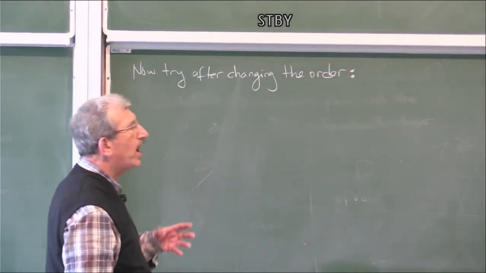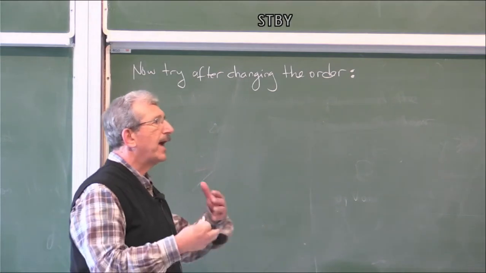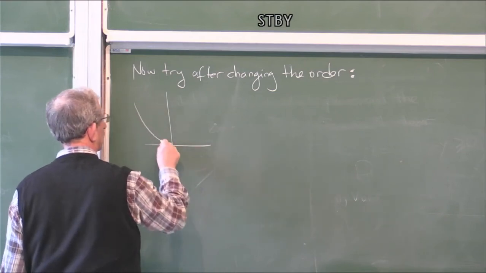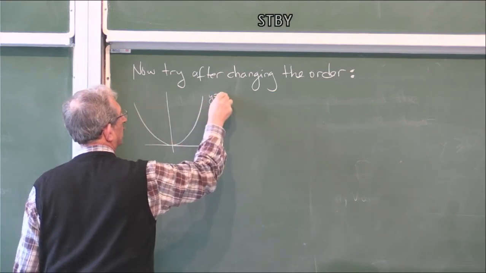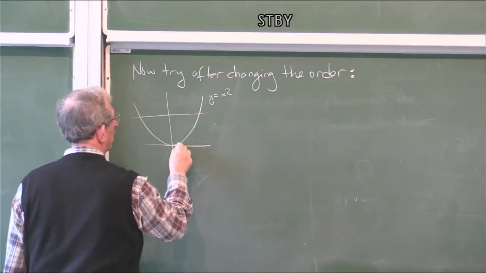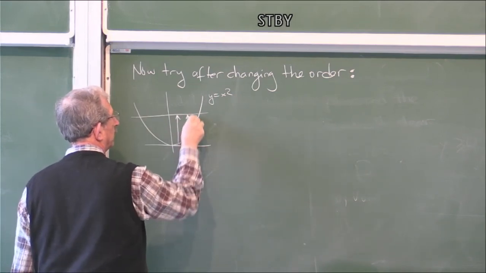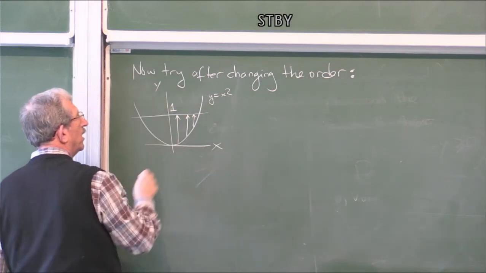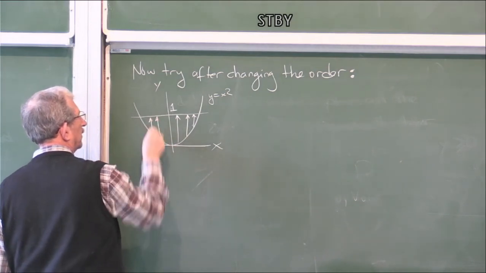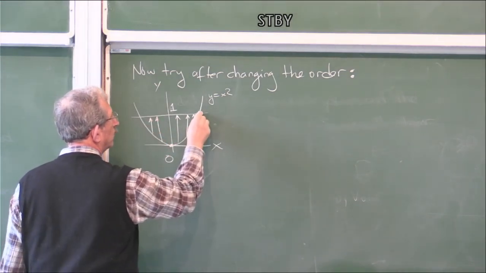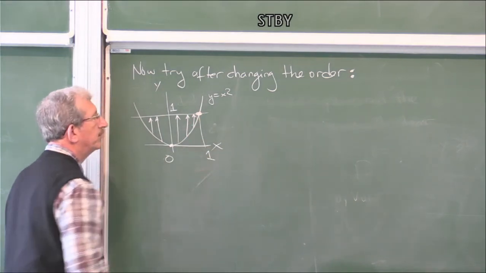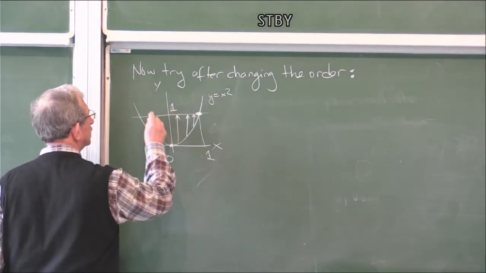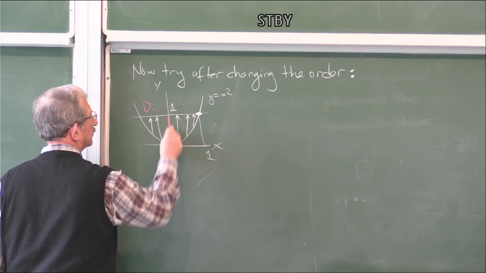We had y changing from x squared to 1, x from 0 to 1. So this says that y changes from x squared to 1. This is y is 1. Okay, this is x and y. And x changes from 0 to 1, of course, is here, because we have y is x squared. Now, putting everything together, this gives us a D, which is this one.